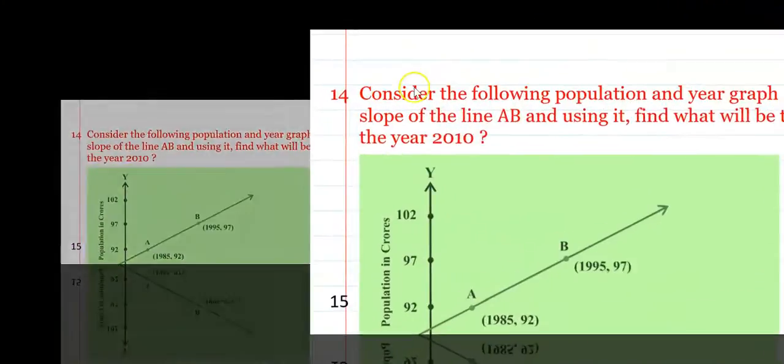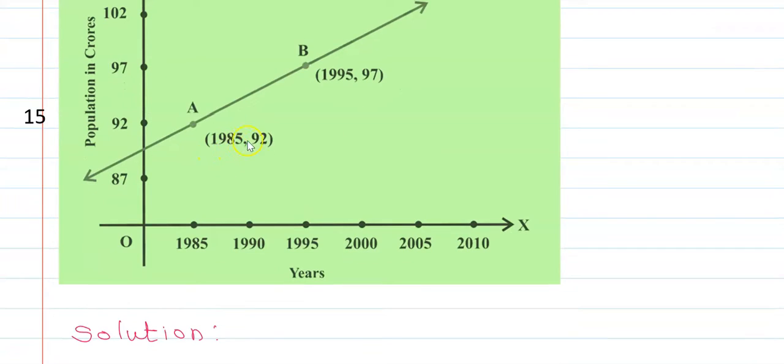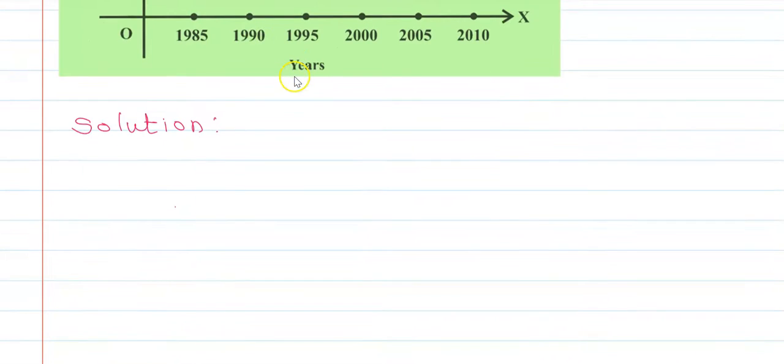Consider the following population and year graph. Find the slope of the line AB and, using it, find what will be the population in year 2010. Now we'll first find out the slope of AB.